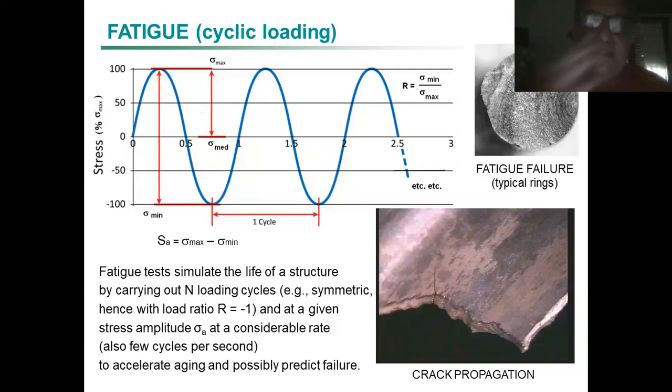You can see in a few days what would happen over decades. Then we have fatigue failure, which is recognizable from the presence of rings on the structure. And of course, fatigue allows crack propagation, a sudden crack propagation. It's not a kind of gradual blistering as we were seeing before with hydrogen embrittlement.